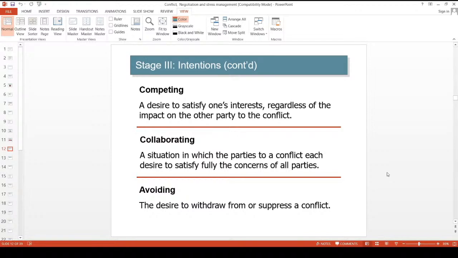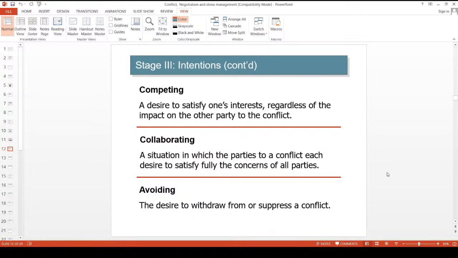As far as this third stage of the conflict process is concerned, five conflict handling intentions can be identified. These are sometimes also considered as conflict handling solutions to a particular conflict. One of the intentions is competing. It is a desire to satisfy one's interests regardless of the impact on the other parties to the conflict. So it is more assertive in nature.